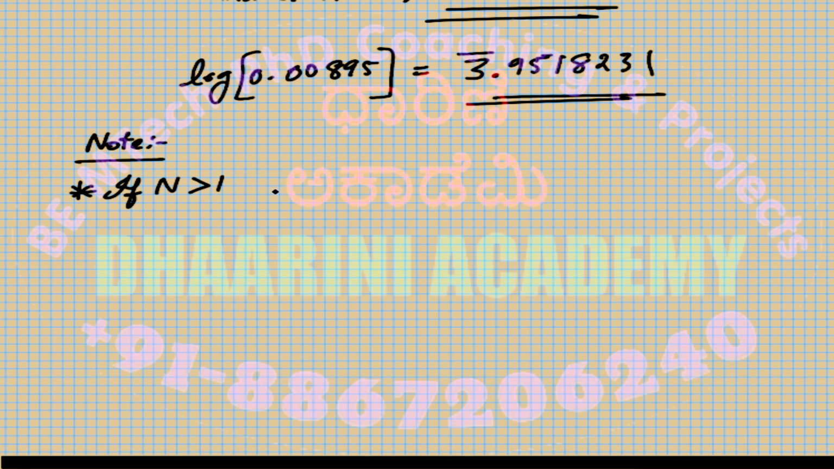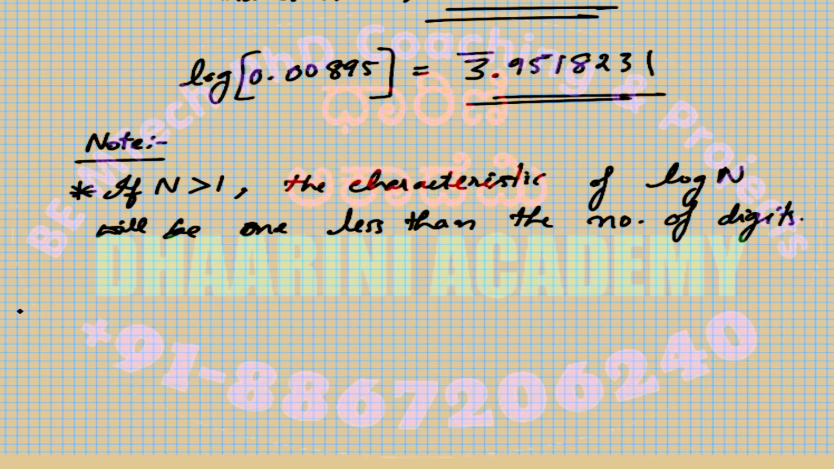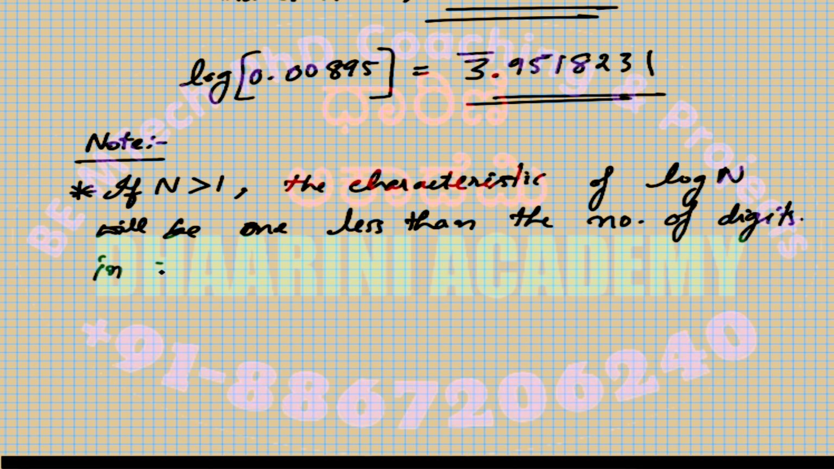So if n is greater than 1, then the characteristic of log n will be one less than the number of digits in the integral part of n.